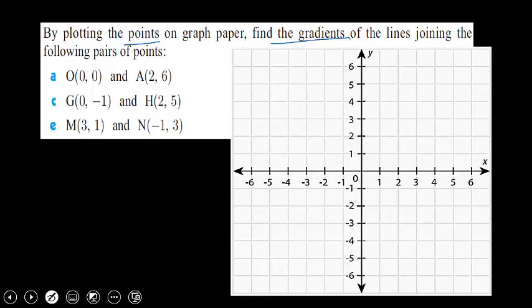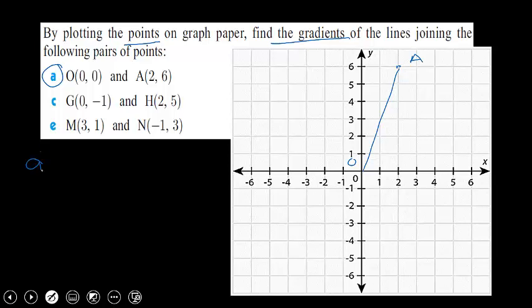Okay, so let's do A. Point O is 0, 0, that's there. That's 0, 0, and point A is 2, 6. So x is 2 and y is 6. That's over there. That's point A. So connect the 2. Now the question is, what exactly is the gradient of that line?